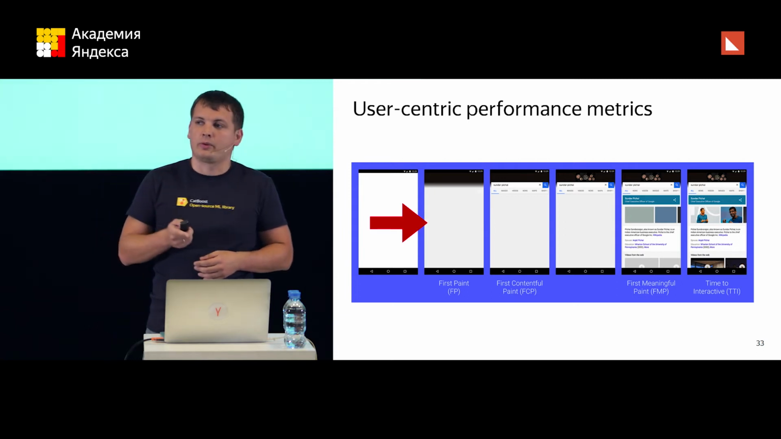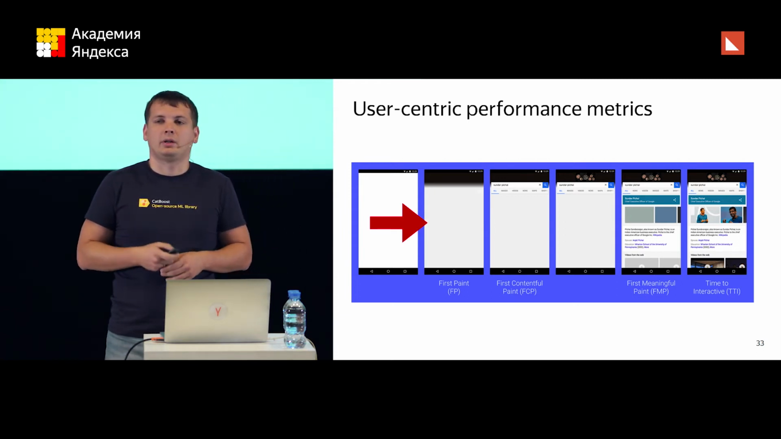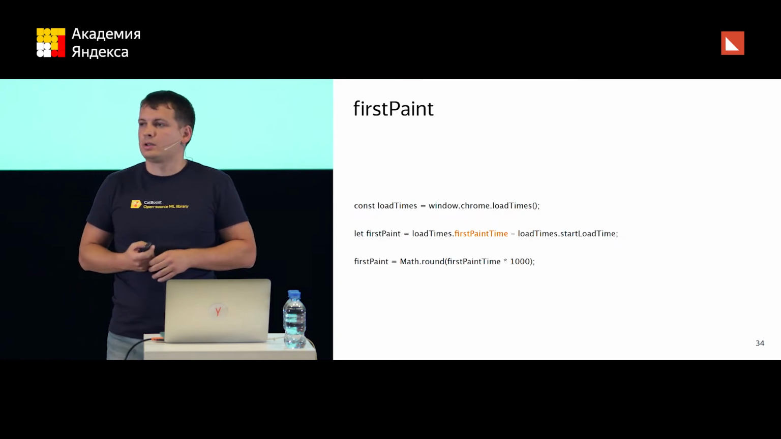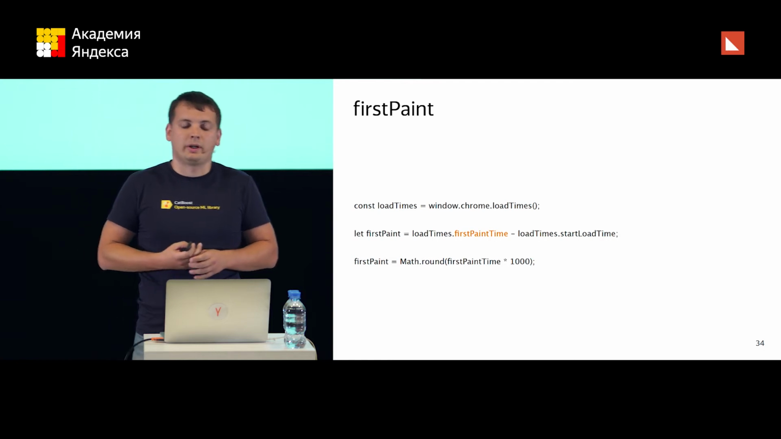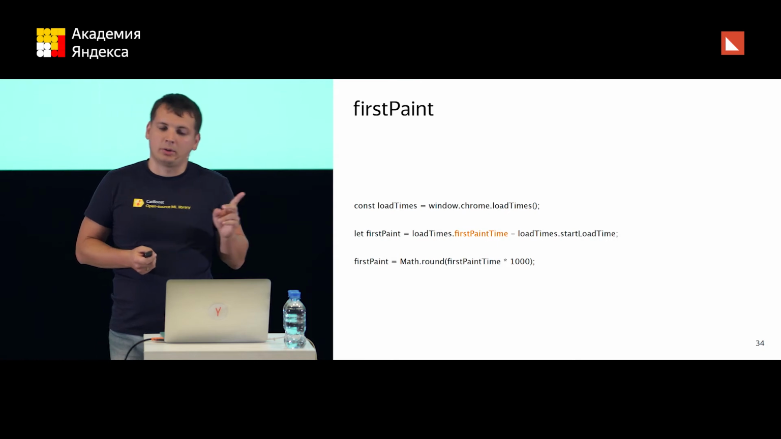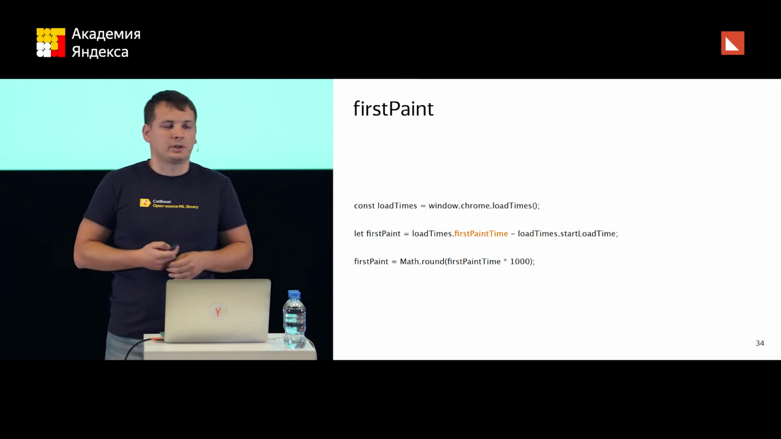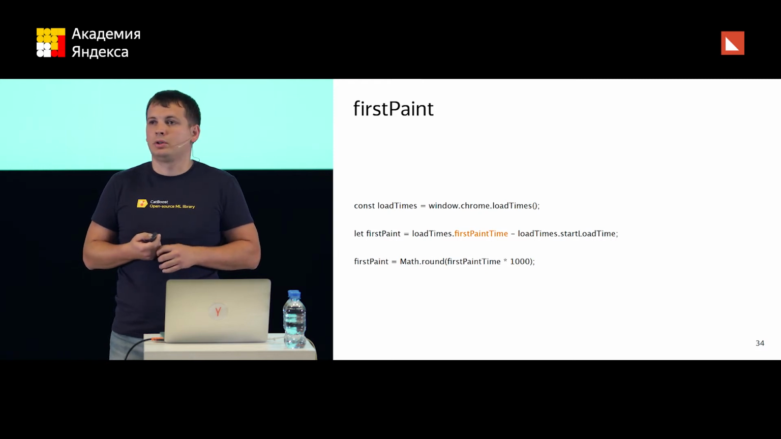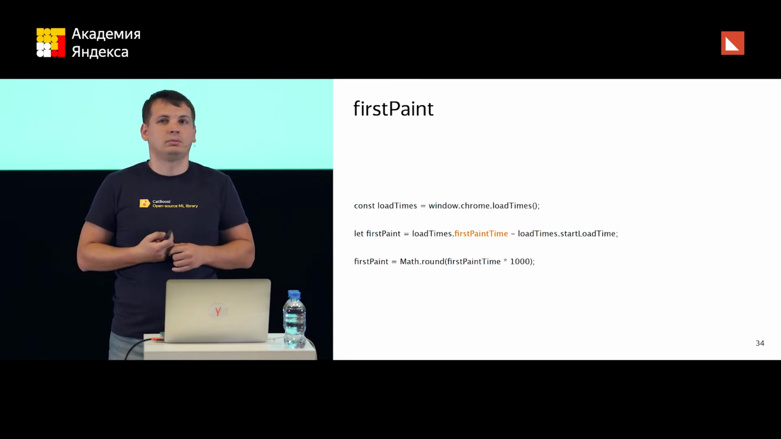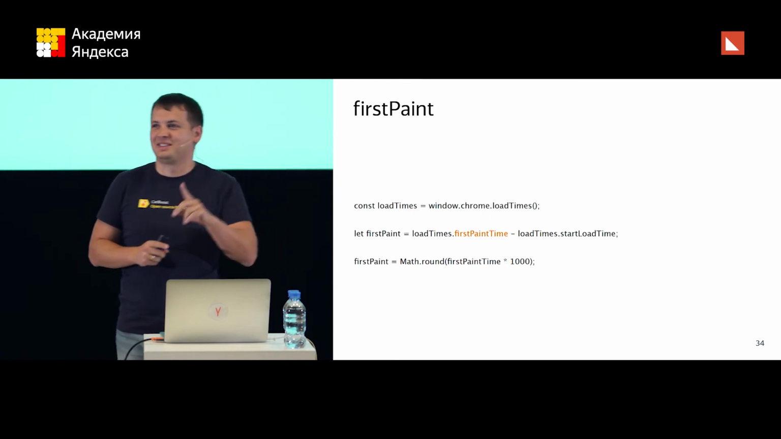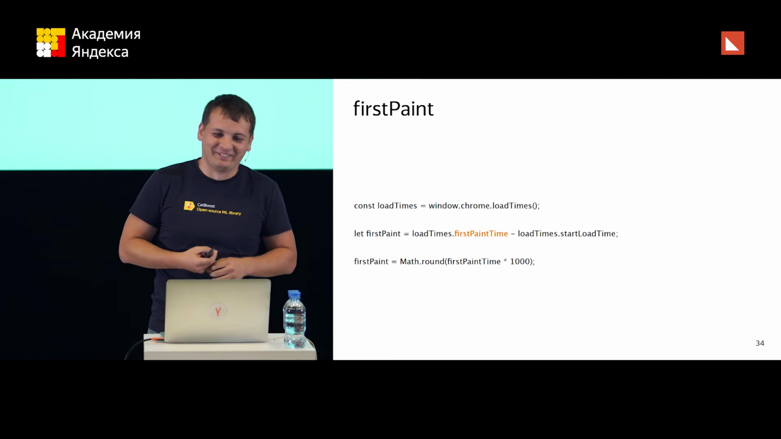So let's start with the first two metrics, first paint and first contentful paint. Measuring the first paint is a long and big story, and actually we were able to measure it for the last several years with Chrome's loadTimes function, and here's an example of code doing that. Did someone use it in your projects? Nobody? Oh, okay, I saw three people. Yeah, okay.